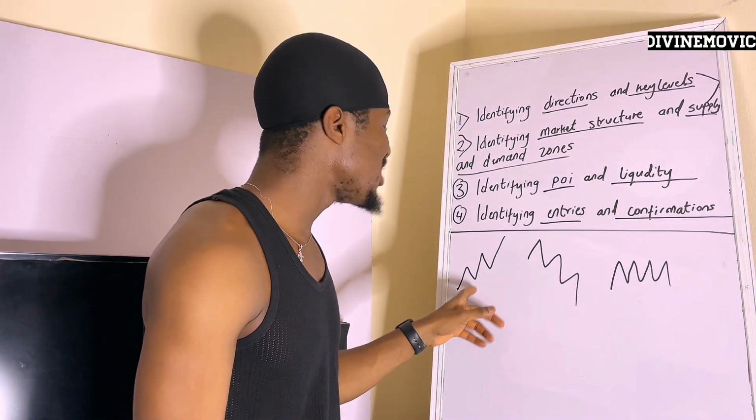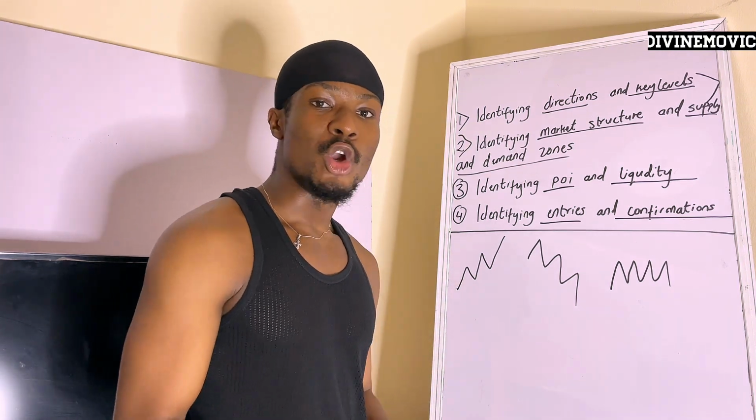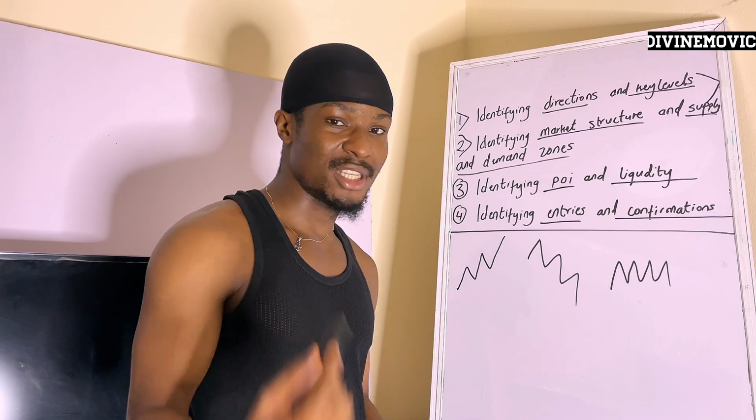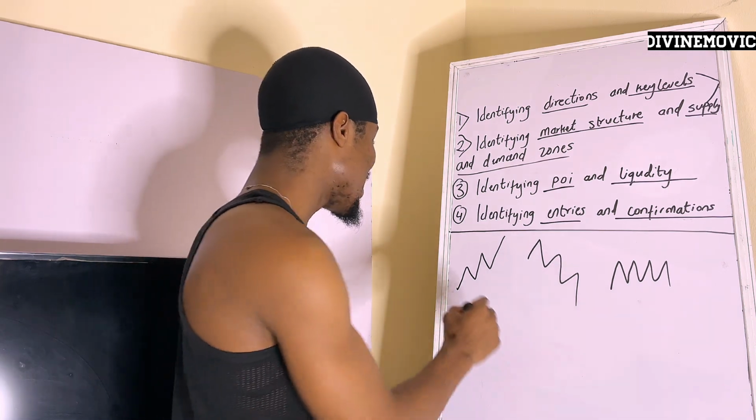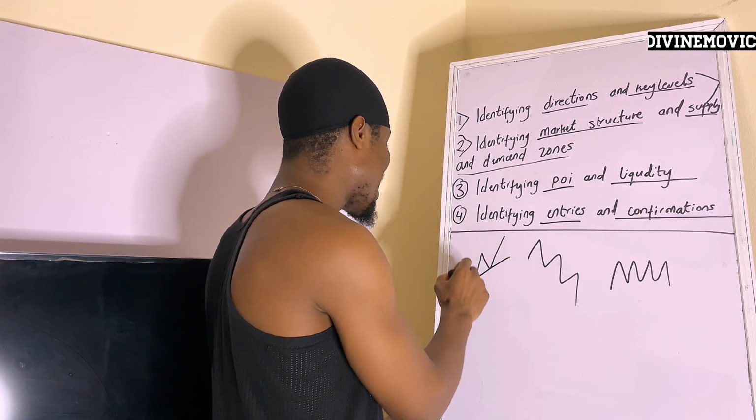Now, for you to be able to identify if price is going to the upside or downside, you simply use what? Support and resistance. And in this case here is basically our what? Support. And here's basically our what?